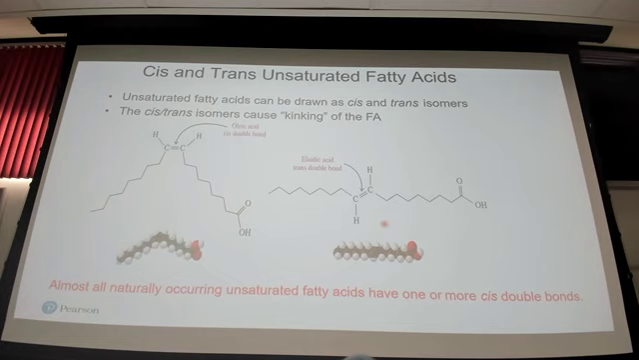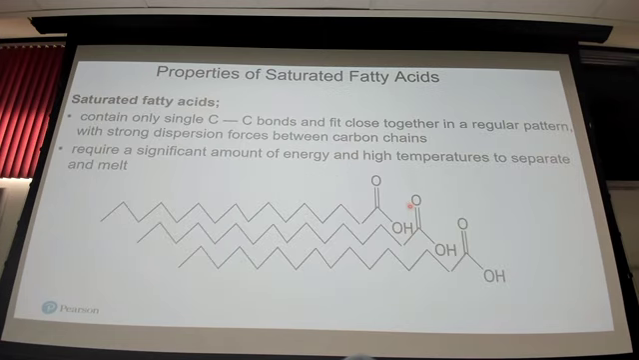So with these unsaturated fatty acids, the cis representation is liquid, primarily liquid. Sometimes the trans can be solid, but we're primarily going to focus on the liquid formulations of fatty acids when they are found in oils.